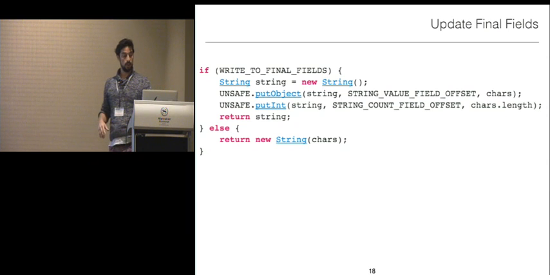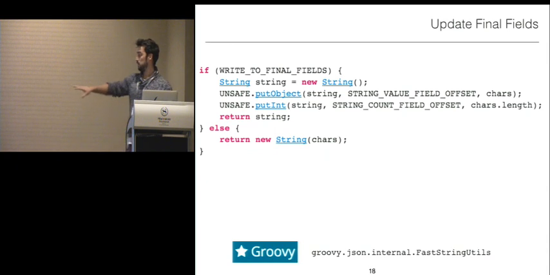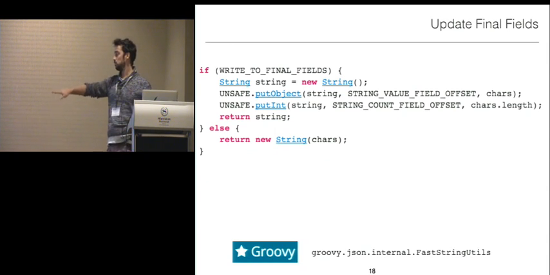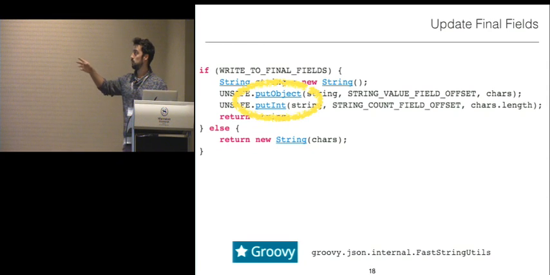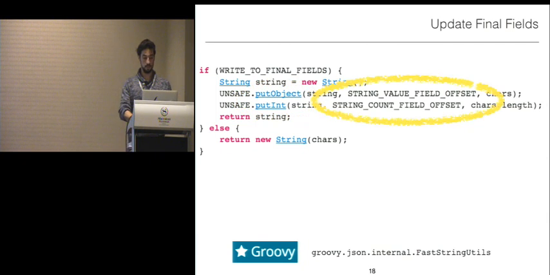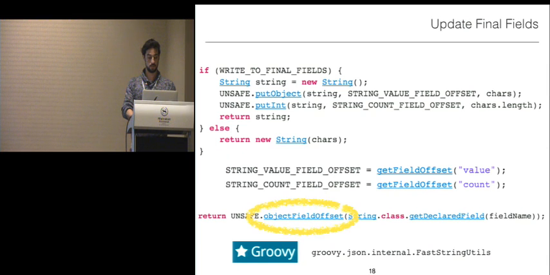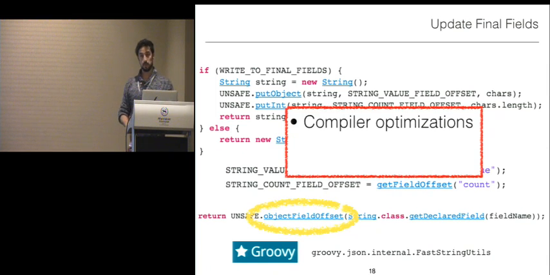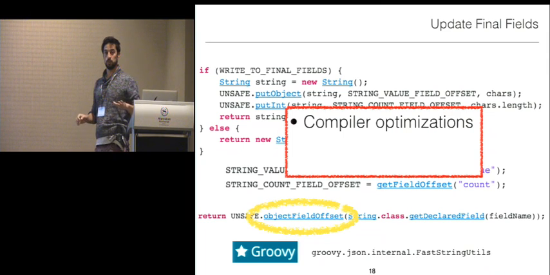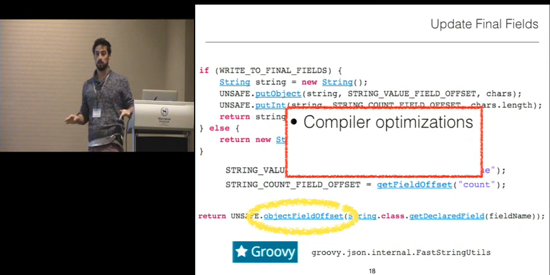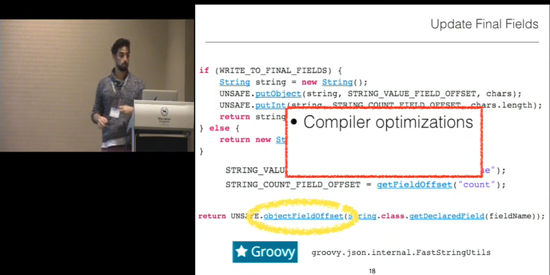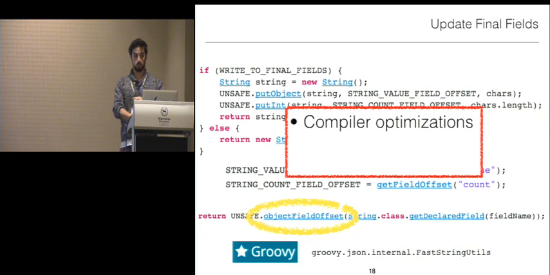So the last pattern I want to show you is updating final fields. The idea is that you have, let's say, a string. This is from Groovy, and you can use put object and put int to modify a final field. For this, you also need the offset, as we have seen before. Okay. The problem here is that you are breaking the language itself. You are modifying a final field that you are not supposed to.